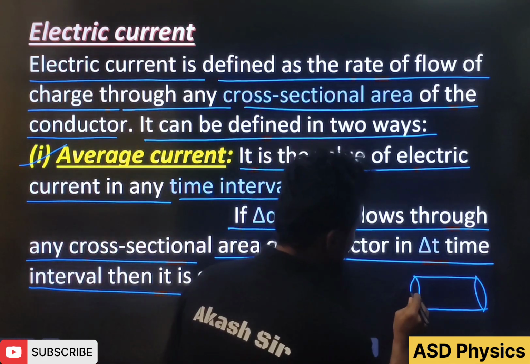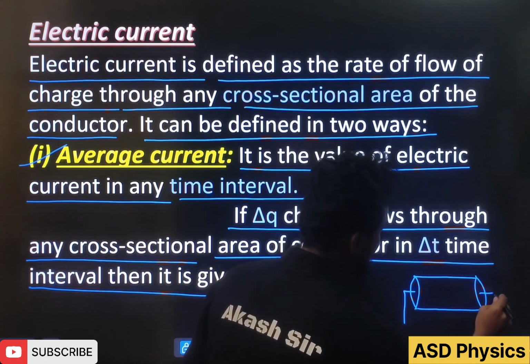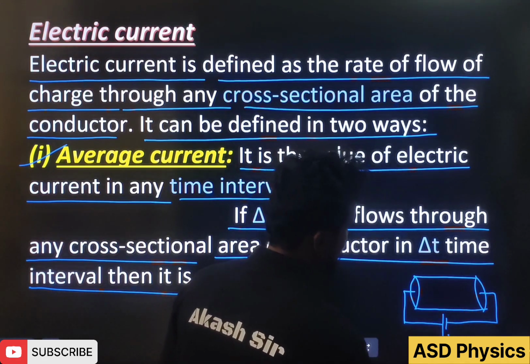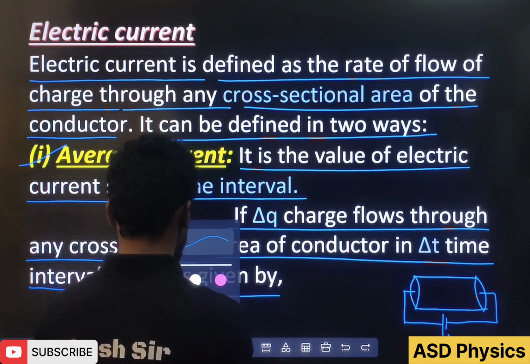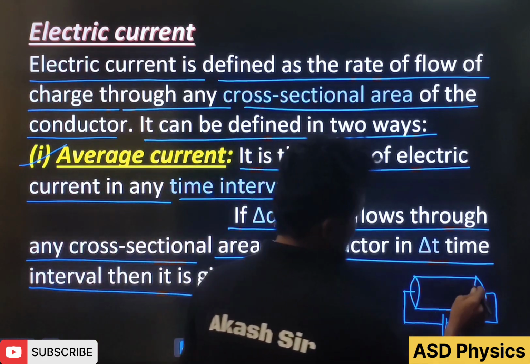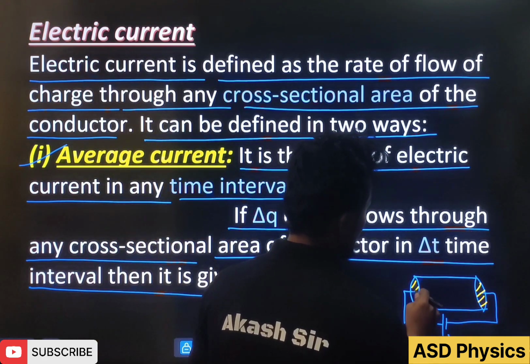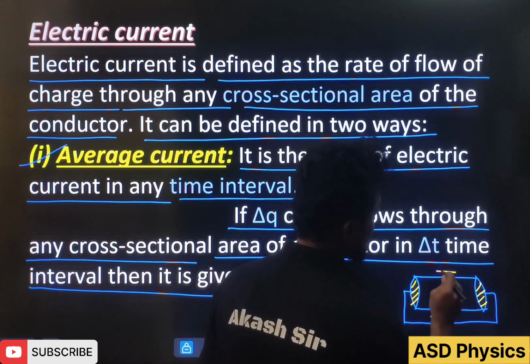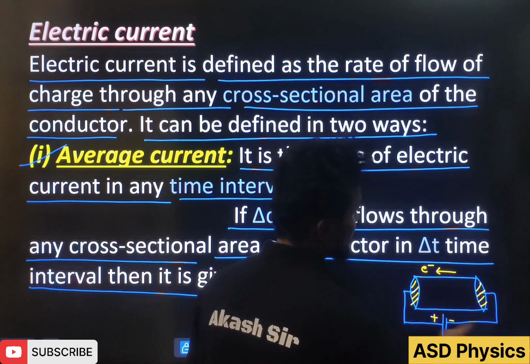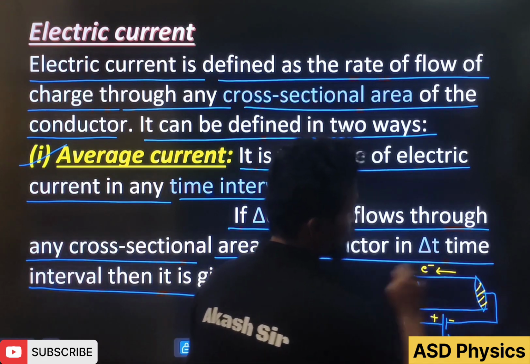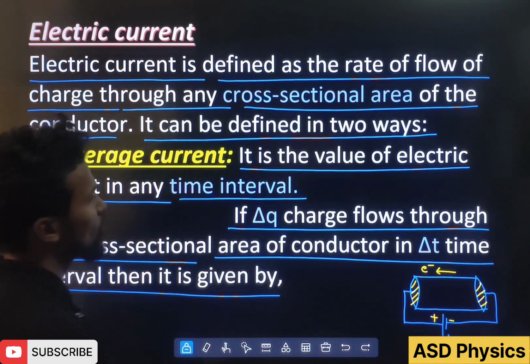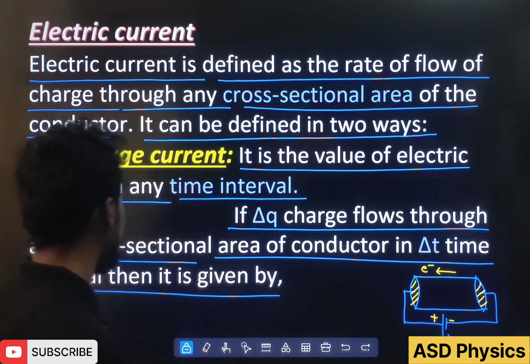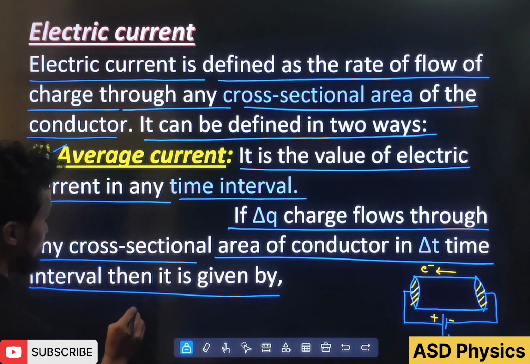So for example, if you connect this conductor to the battery, then electrons will start to flow. This is going through the cross-sectional area. This is the negative terminal, this is the positive terminal, electrons will travel in this direction. This is the basic setup, and this is going through the cross-sectional area. So in delta t time interval how much charge is going to pass? Delta q. So students, this is given by this average current.